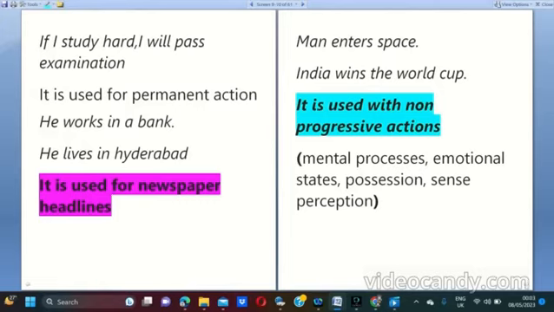Which talks about result? The present perfect always talks about result. Also, simple present is used to talk about permanent actions. What are those permanent actions? Suppose he works in a bank. He lives in Hyderabad. His native place is Hyderabad. See, simple present tense is used to talk about permanent actions also.